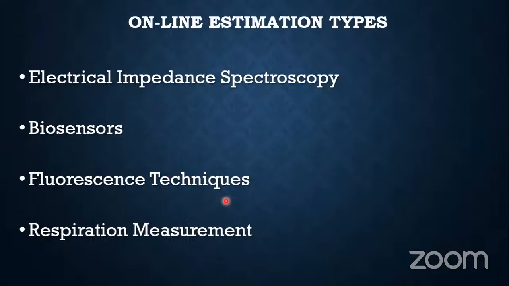It means that it impedes electricity flow. So once this is done, it can give us an idea of the microbial cells. It's an estimation. Everything is an estimation. So it gives us an estimation of these microbial cells.